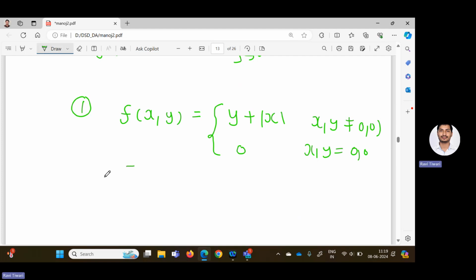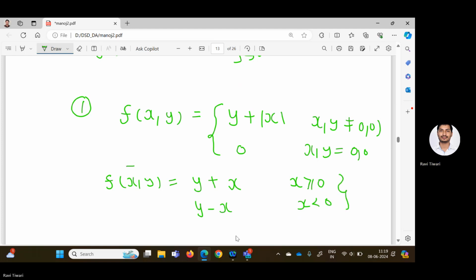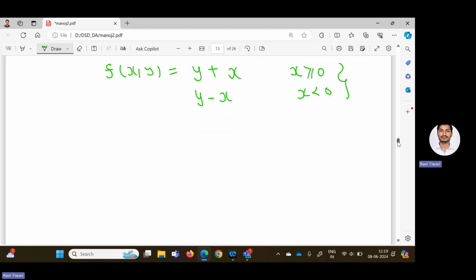So f(x, y) we can define in a more generalized form: y plus x if x is greater than or equal to 0, and y minus x if x is less than 0. Now we can calculate ∂f/∂x and ∂f/∂y.